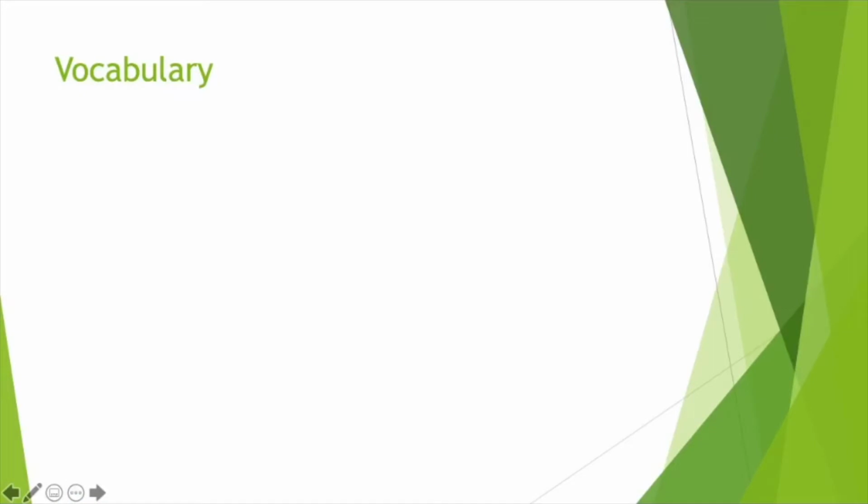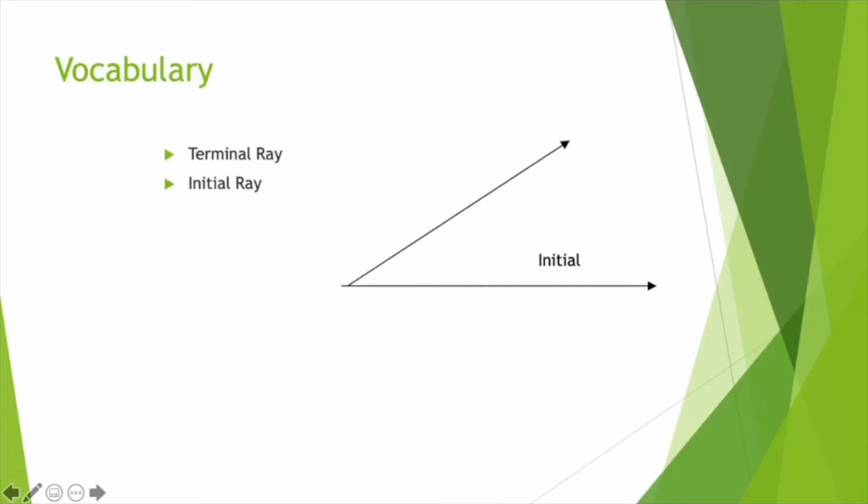We're going to talk about some vocabulary. We have two vocabulary words here: terminal ray and initial ray. When we begin drawing our angle, we start with a ray, and then we join them at a common point with the terminal ray. And the angle is the distance in there.